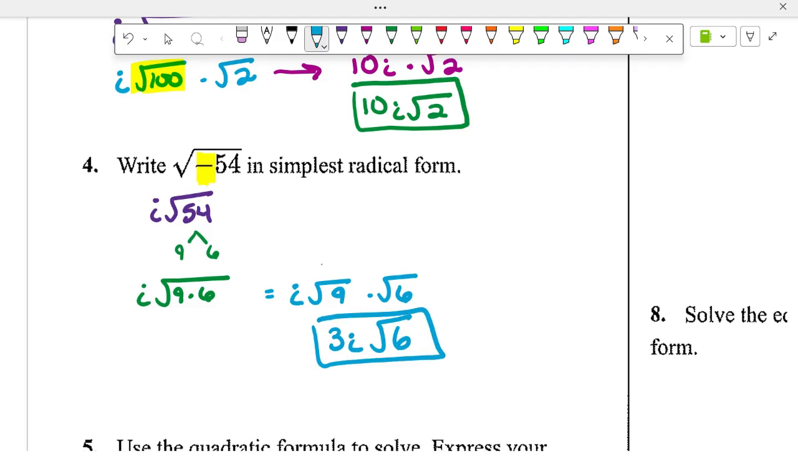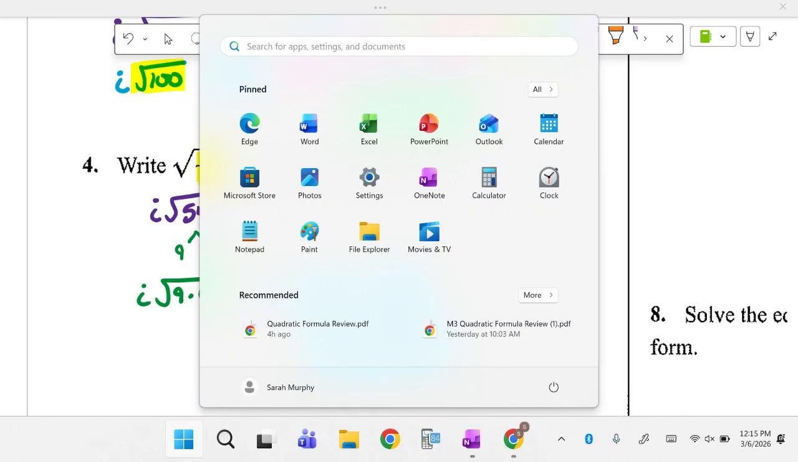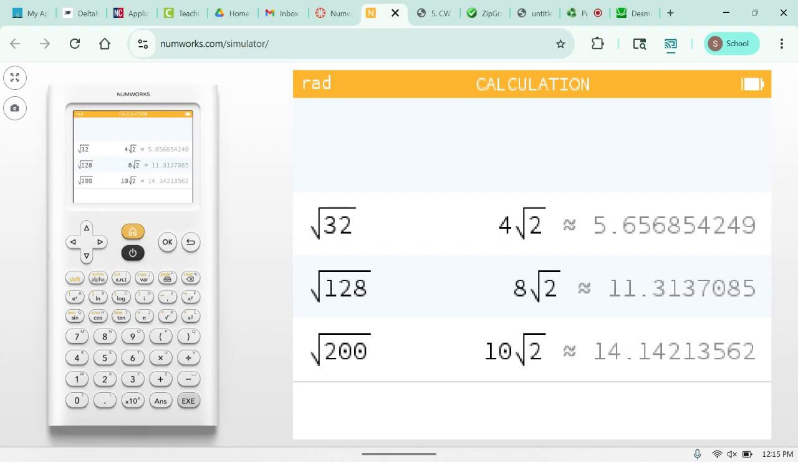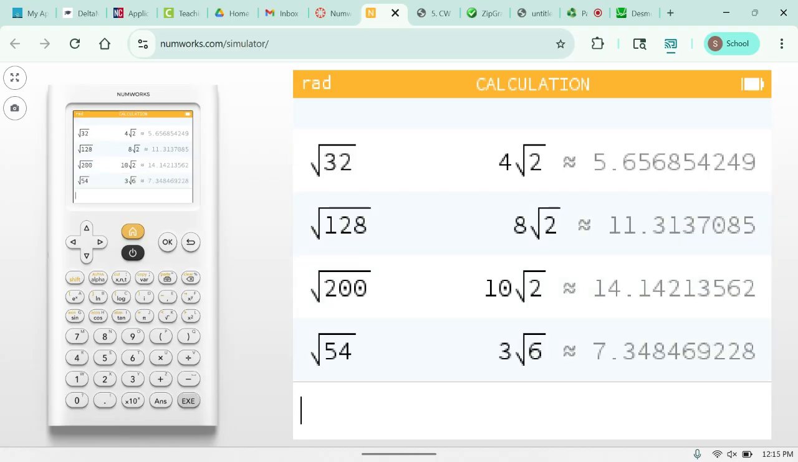Now, just to be safe, let's test the square root of 54 and make sure we get 3 square root of 6, because we know we got to take an i out anyway. But I just want to make sure we got the radical right. So I got the square root of 54, 3 square root of 6. So we're good.